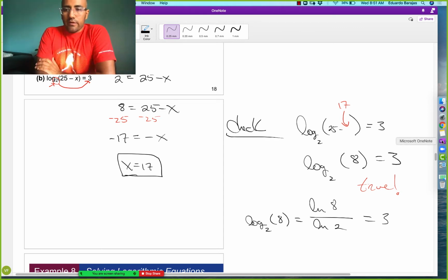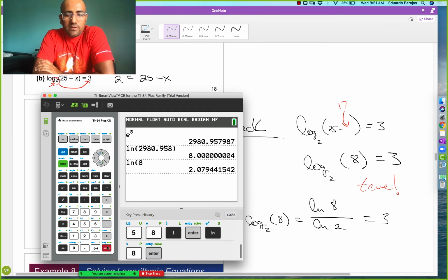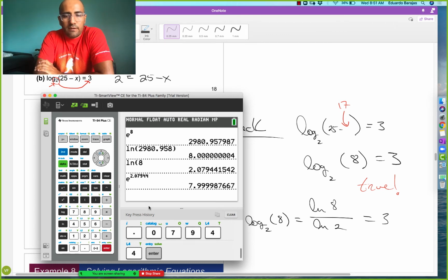Let's check all that. Calculator. Okay, so ln of 8 equals that decimal, right? That's the decimal such that e to the power of that decimal is 2.07944, something like that. That's the number such that e to the power of that decimal equals 8. That's its definition, right? Given some rounding issues, pretty close to it.